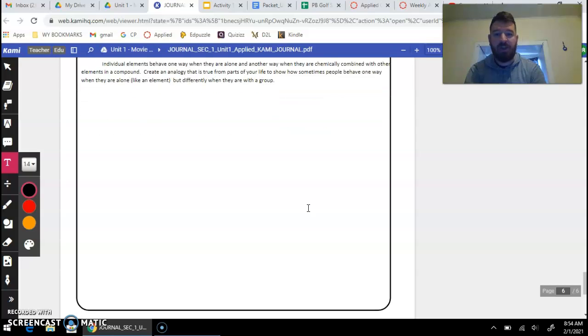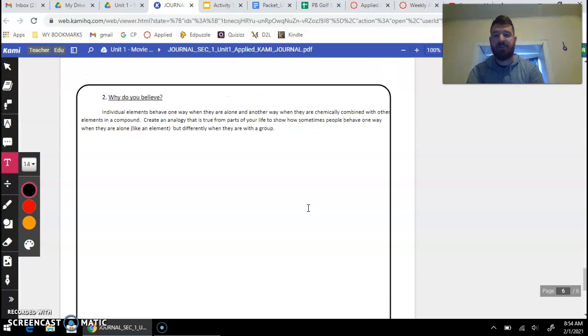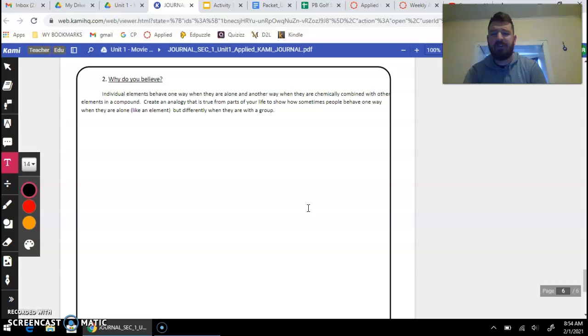And then there's one last page here, so don't forget to answer this question, the why do you believe? Individual elements behave one way when they are alone and one way when they are chemically combined with other elements in a compound. Create an analogy that is true from parts of your life to show how sometimes people behave one way when they are alone, like an element, but differently when they are with a group.